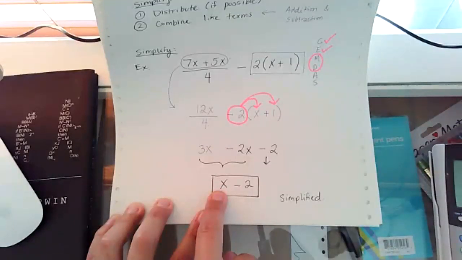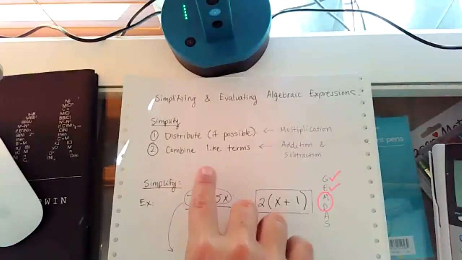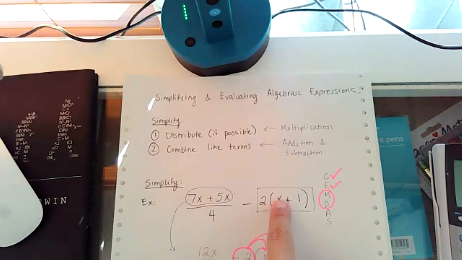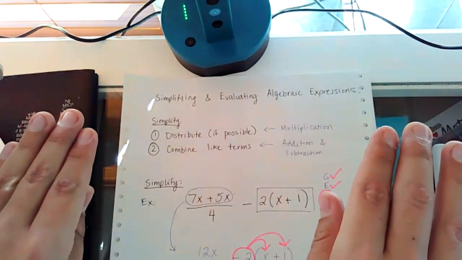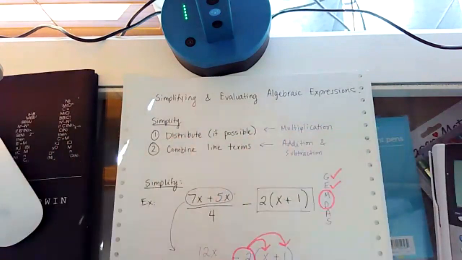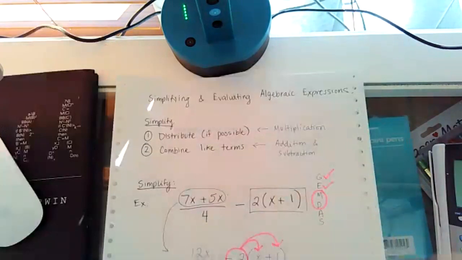Okay. Thank you. Yeah, so when you're distributing, when you're multiplying or dividing, you can have a single number interact with a variable. But when it comes to combining like terms, that is addition or subtraction, you have to keep them separate. You can only combine like terms through addition and subtraction. Okay. Okay, thank you. Good question.